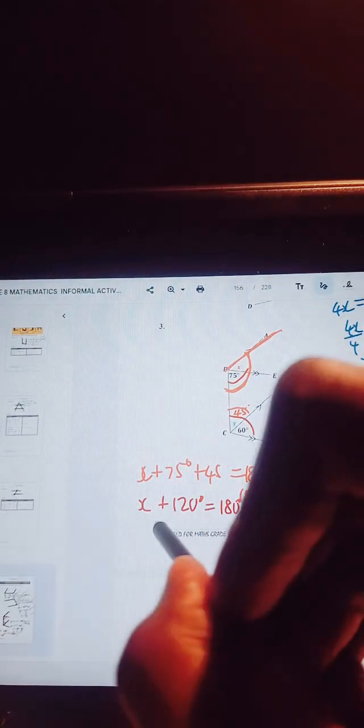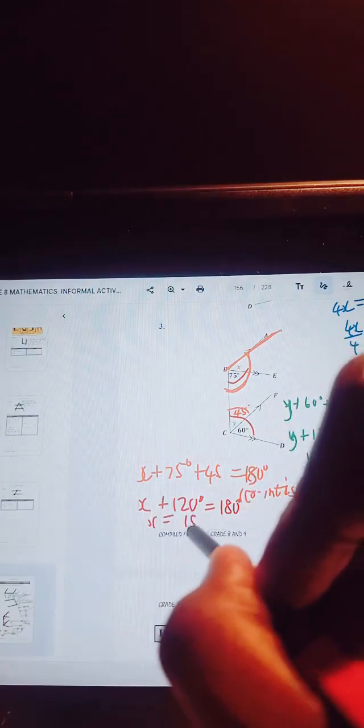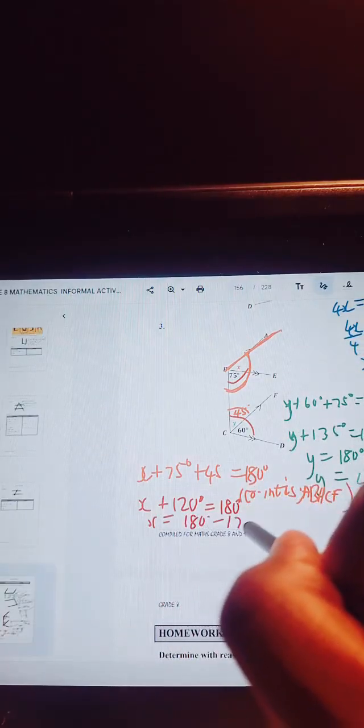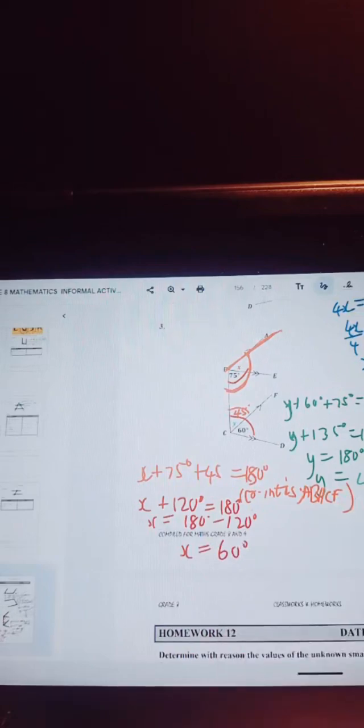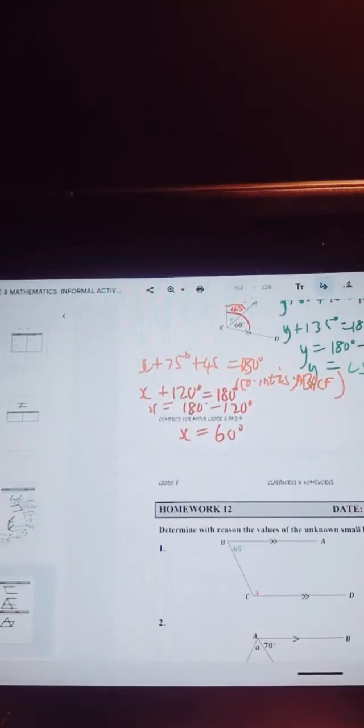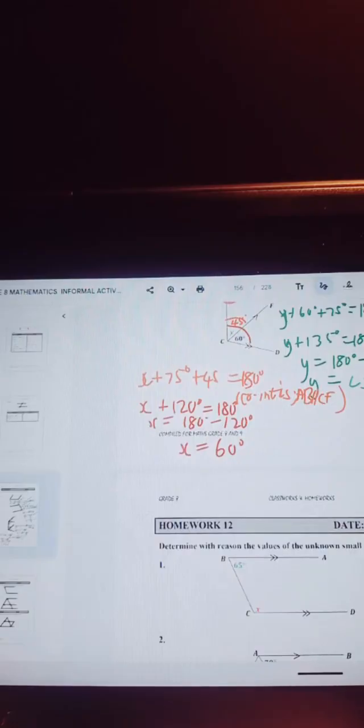Okay, then x will be equal to 180 minus 120, and x is equal to 60 degrees. Okay, see that? x is equal to 60, right? x is equal to 60, it has no choice but to be equal to 60. Yeah, which is pretty cool, right? So cool.